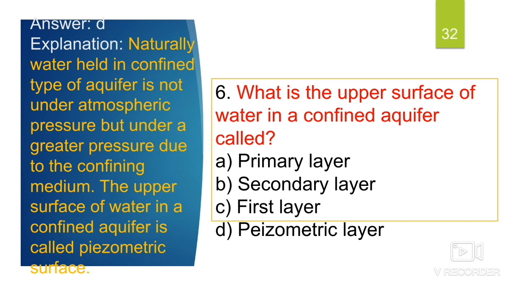So the correct option here is option D, piezometric layer or piezometric surface, we can call it also.